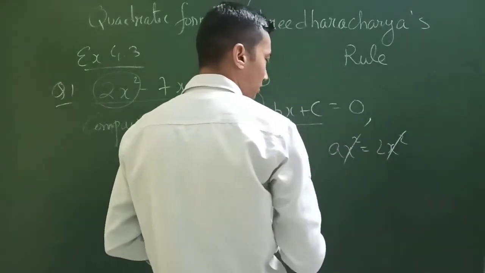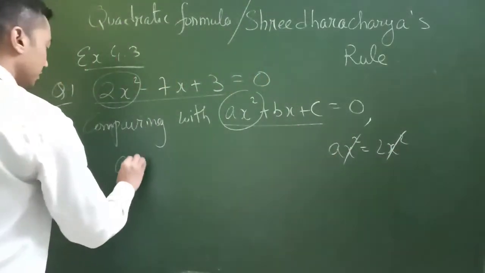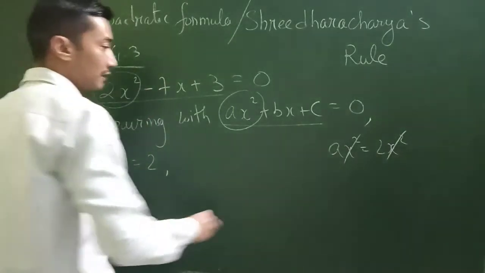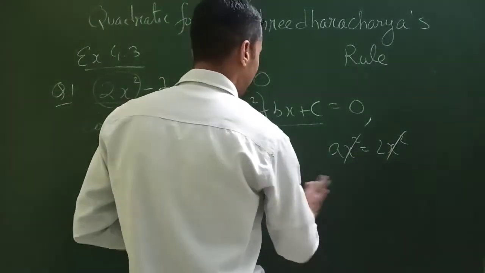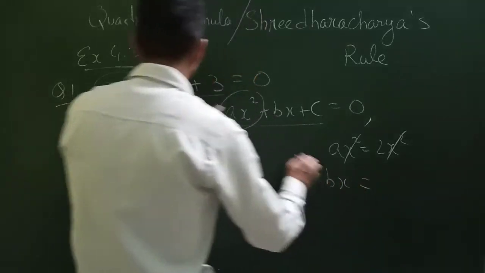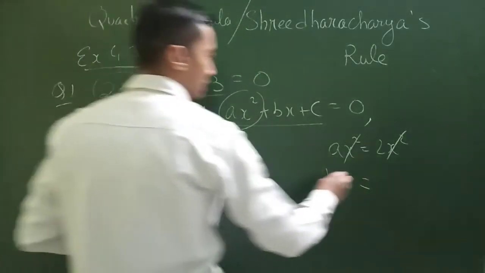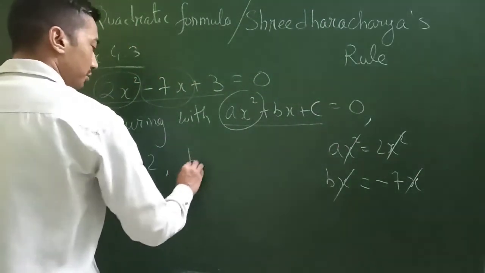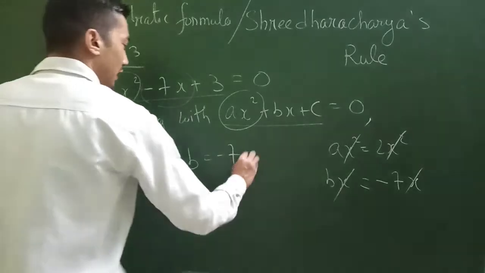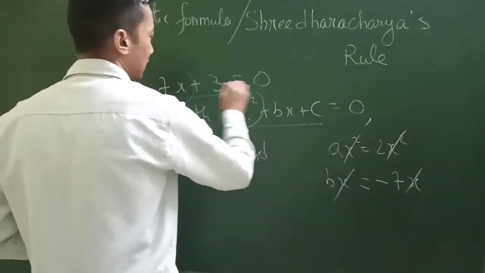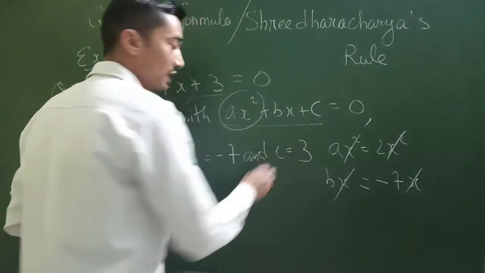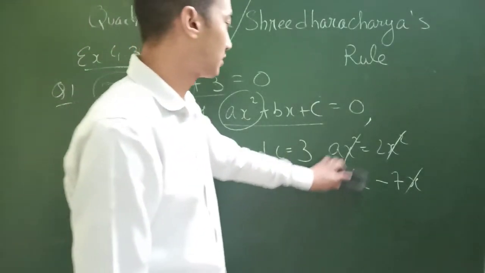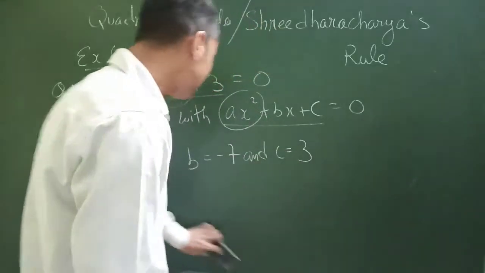So x square done. So what is a? We get 2. Similarly, don't ignore the minus sign, okay? Next is plus bx, which is equal to minus 7x. So x out, what do we have there? b is minus 7. And of course c we can directly write, that is c is equal to 3. So that's how we get the coefficients of the terms x square, x, and the constant term.